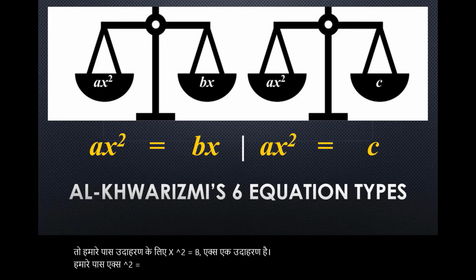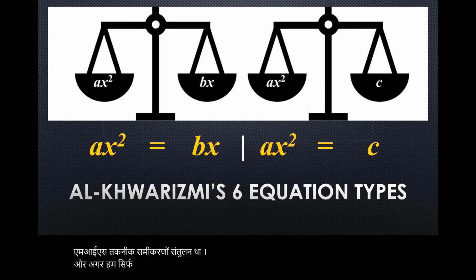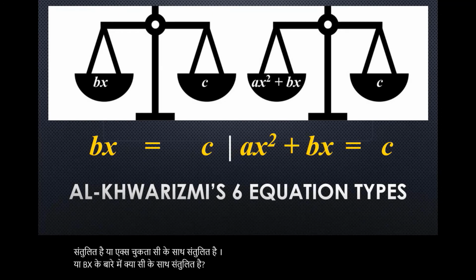And you might have heard about Al-Khwarizmi's technique was balancing equations. And if we just imagine a pan balance like this, you can imagine ax squared is balanced with bx, or ax squared is balanced with c. Or what about bx is balanced with c, and ax squared plus bx is balanced with c?